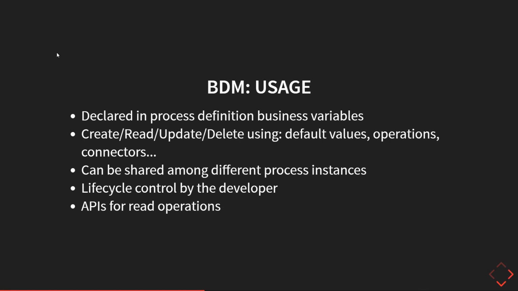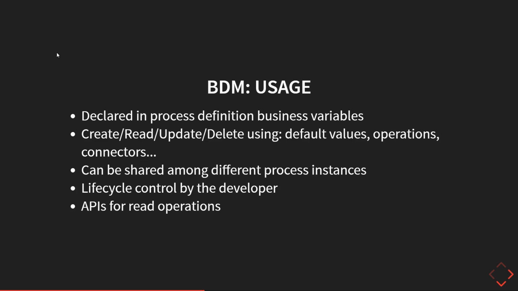To use a business data in a process, the first step would be to declare a variable in our process definition, and we'll select the type of this variable as one of the objects we defined in our business data model. Once we have some variables, we can do all the standard operations like create, read, update, or delete the data. So for example, to create, so to insert basically a new row in the database table, we usually rely on the variable default value.